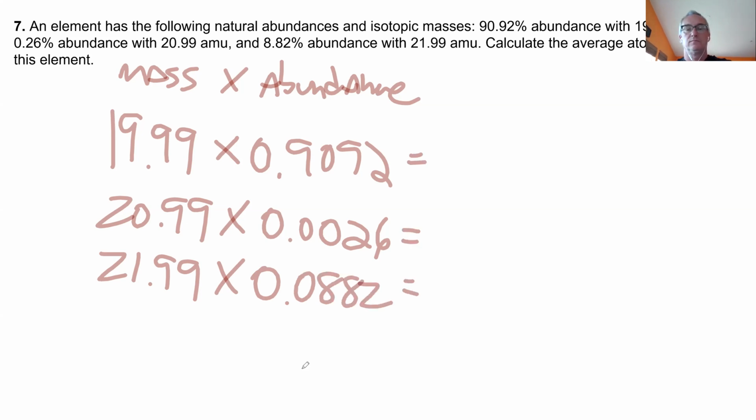Yes, go ahead. Isn't AMU, atomic mass, protons plus neutrons? So within one isotope, why is there 0.99? Because the mass of a neutron is slightly bigger than the mass of a proton. Just slightly bigger. You know why? Because a neutron is a proton and an electron together. That's what a neutron is.